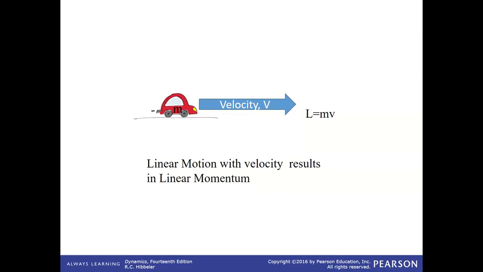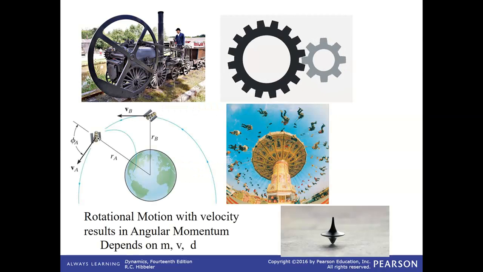So before we talk about angular impulse and momentum, let's revise what is linear momentum. When a particle with mass m has linear velocity v, then the linear momentum of the particle is the product of mass and velocity, which is given by L is equal to m multiplied by v. So linear momentum is because of the mass and linear velocity of the particle. Similarly, angular momentum is because of the mass and rotational motion of the particle.